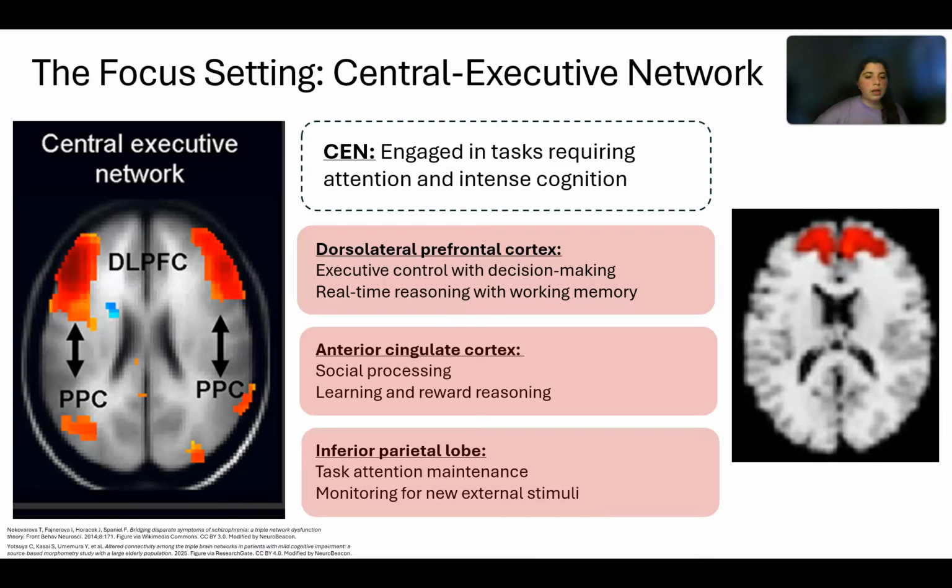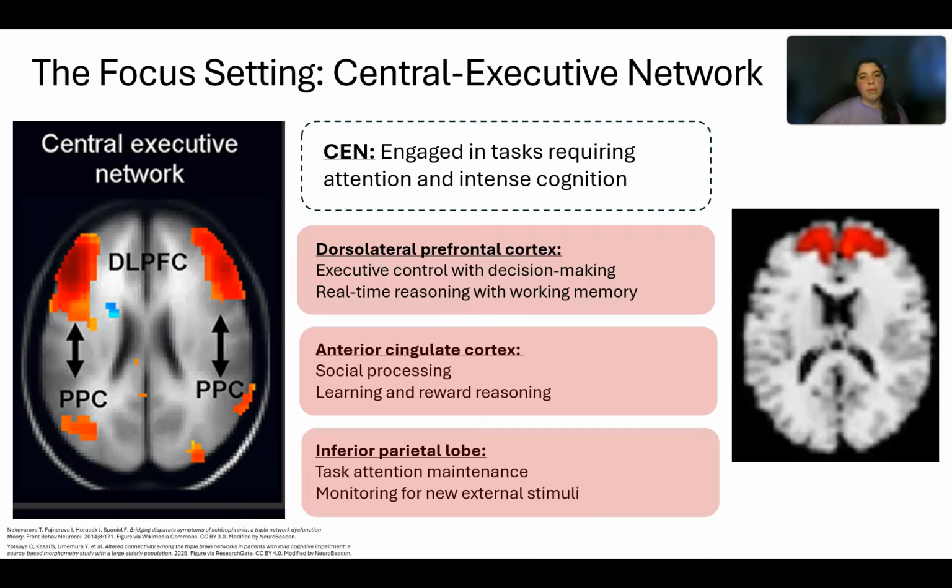Another important structure in the central executive network is the anterior cingulate cortex, which is also abbreviated as the ACC. This is going to be the part of your frontal lobe that's especially critical for things like social processing and social interaction, as well as learning and reward reasoning. And the reason that it's responsible for these two types of functions is that they're actually heavily intertwined, because learning and reward reasoning is going to largely motivate the way that you interact in a social setting.